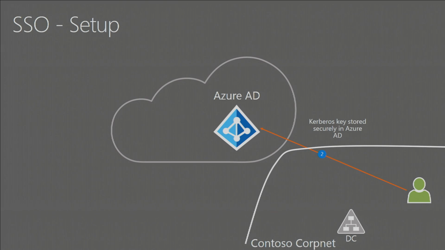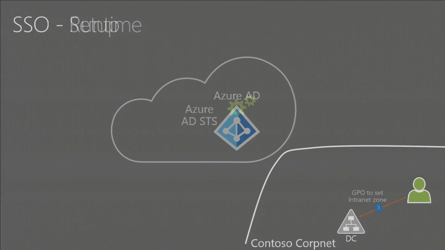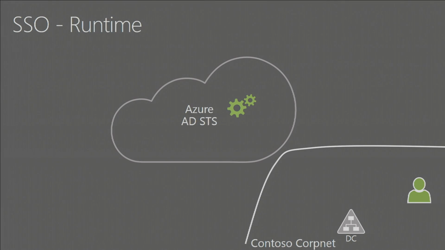So to make sure that machines automatically send the username and password to the service, we need a group policy. We need to tell all the machines what the intranet zone is for these URLs. And by doing so, that allows us to get the automatic logon experience. This is the same you would do for ADFS or any other STS, so that the browser automatically sends those credentials. So now at runtime, how does it work?